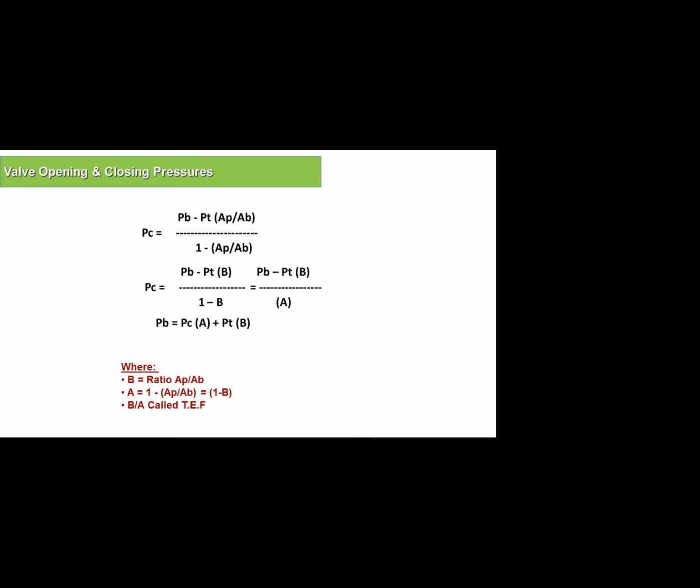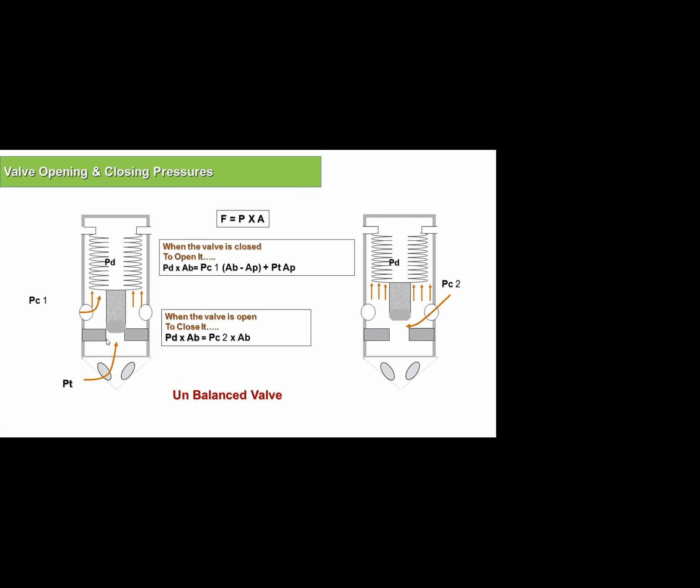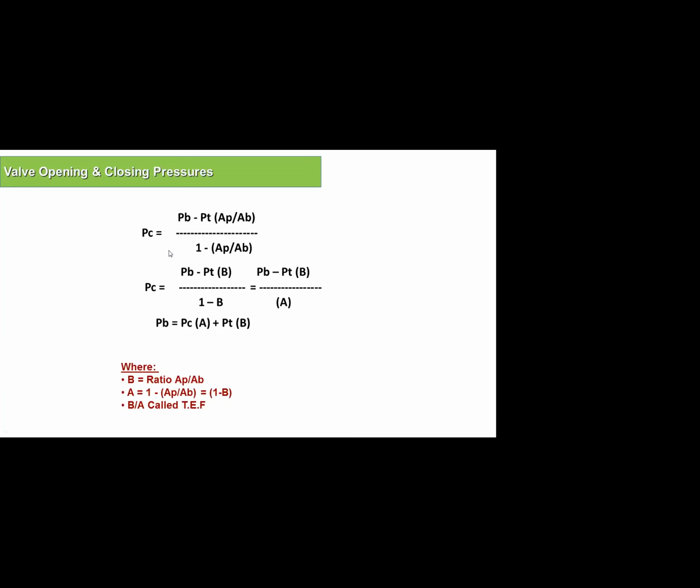But to understand, we only deal with the casing pressure. We deal with the pressure inside the dome or the bellow, and we deal with some parameters called A and B, which are ratios of the area of the port. B is the area of the port to the area of the bellow, and A is 1 minus B. So it's only about the size of the port and the size of the bellow, and pressures there.